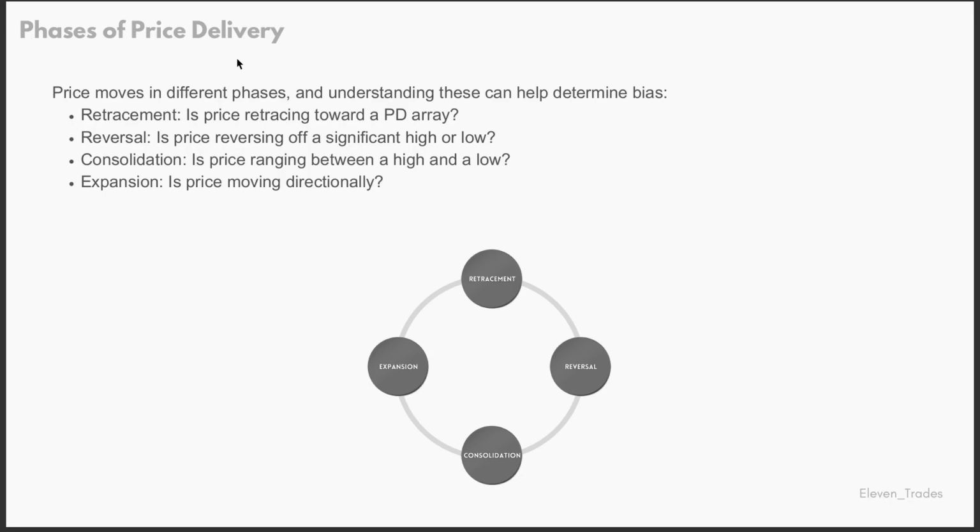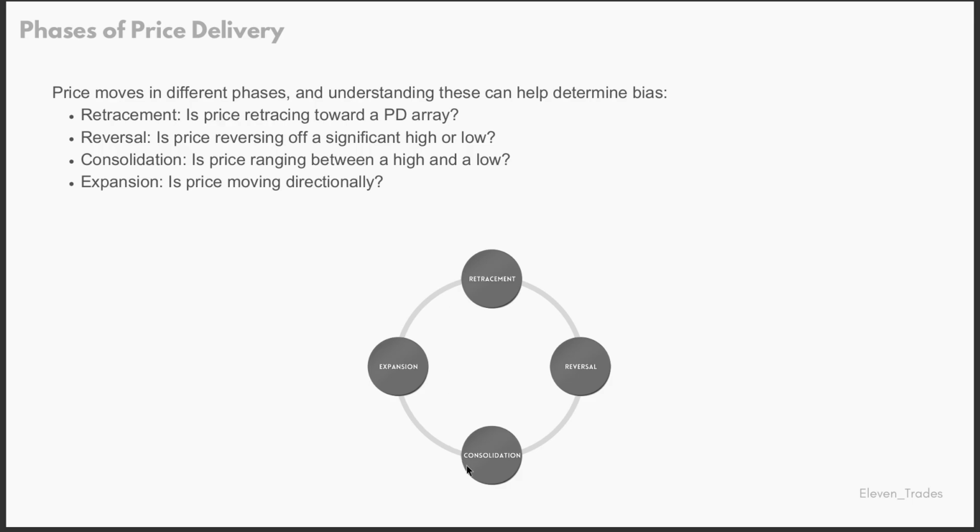Once you have determined that the price is trending in a certain direction, all you need is the phase of price delivery. If the price expanded previously, then you have to wait for a retracement towards your PDRA, the internal range liquidity, and then trade the expansion out of that. If the price is in the retracement phase, then all you have to do is wait for the SMT divergence inside that PDRA and then trade the expansion.